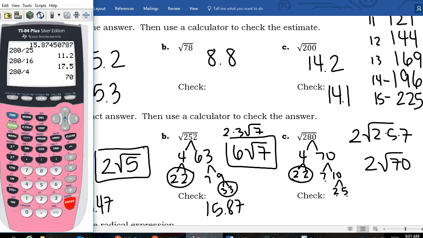Let's check our decimals. Root 280. And then root 2 root 70. There we go, 16.7.